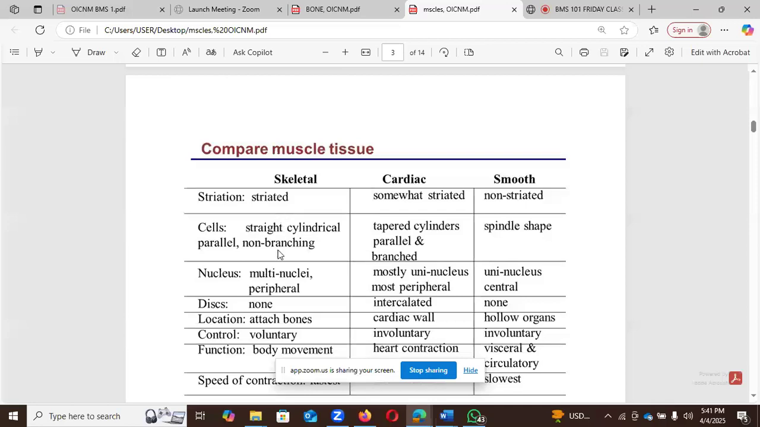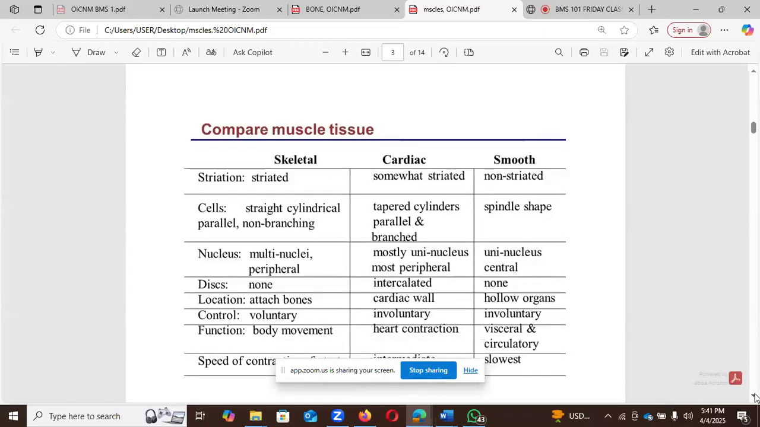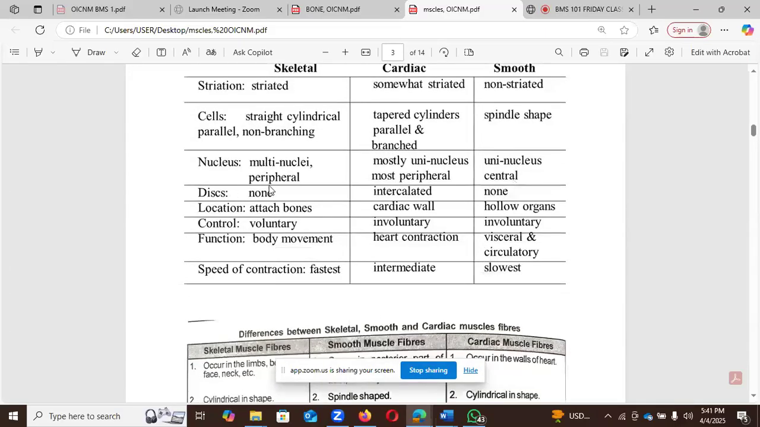Okay, so skeletal muscle can be non-branching. This one is branched. This one is non-branching. This one has multiple nuclei. This one is single nucleus, and this one is single nucleus. This one has no disc. This one has disc. Cardiac muscle has disc. Smooth muscle has no disc.